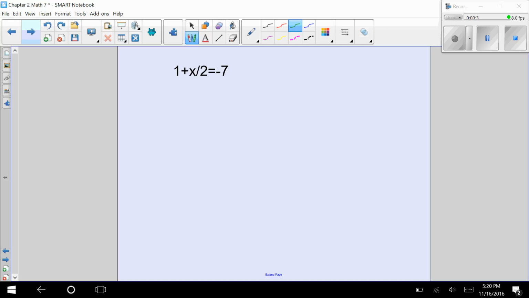1 plus x over 2 equals negative 7. This one is just like the one we did before where they're just flip-flopped in order. We can either rewrite it as x over 2 plus 1, since it's addition, equals negative 7, or we can leave it the way it was. Draw our wall. First step, either way, is going to be to subtract 1. We want to get that 1 to go away. So we're left with x over 2 equals negative 8.